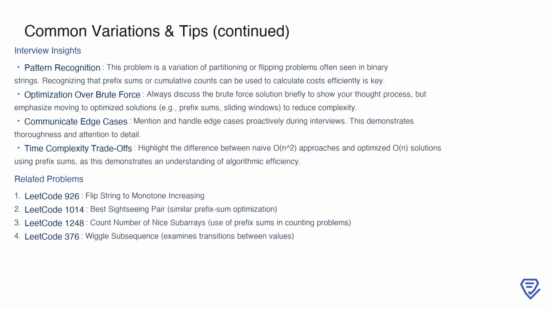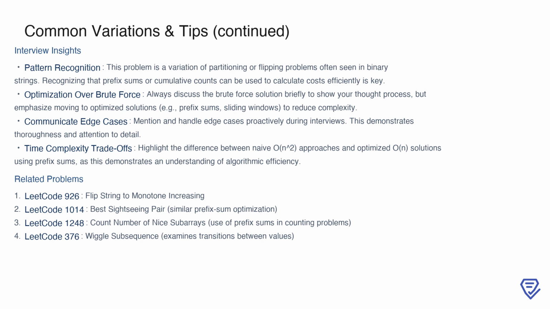To excel in interviews, there are a few key insights you should keep in mind. First, recognize that this problem is a variation of partitioning or flipping problems commonly seen with binary strings. Understanding that prefix sums or cumulative counts can be used to calculate flipping costs efficiently is a critical insight. While discussing your approach, briefly explain the brute force solution to demonstrate your thought process, but make sure to emphasize transitioning to optimized solutions like prefix sums or sliding windows to reduce complexity.